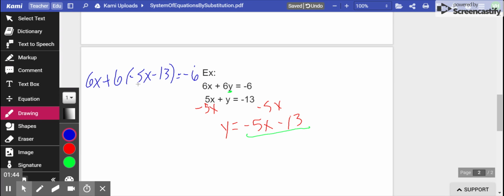Because I have a parentheses, I am going to distribute. 6x plus 6 times negative 5x is actually going to be a negative 30x. Since I don't need a positive and a negative, I'm just going to keep the negative. Then 6 times negative 13 is negative 78.